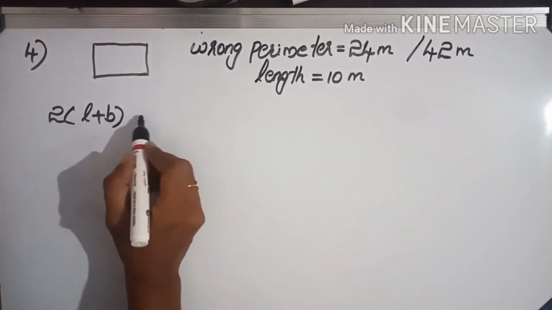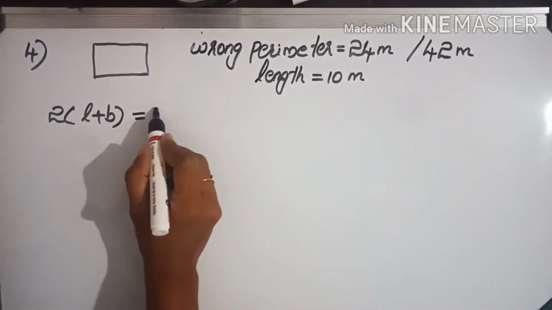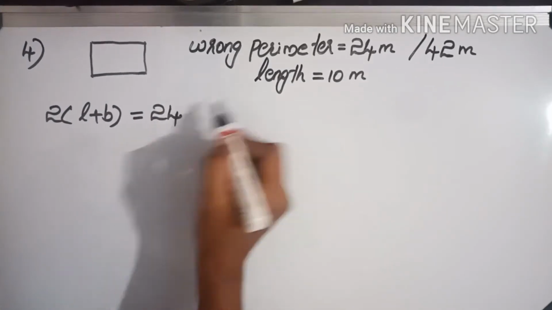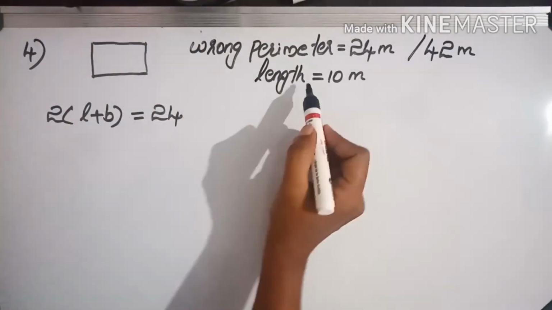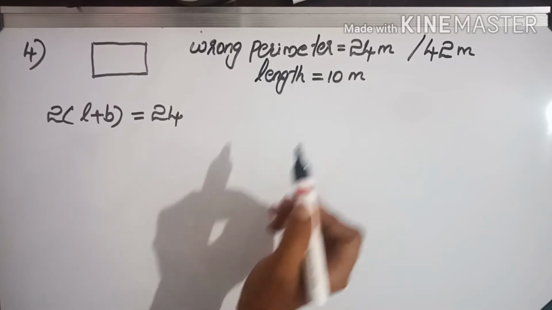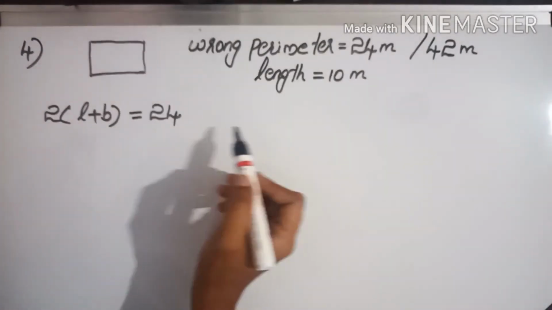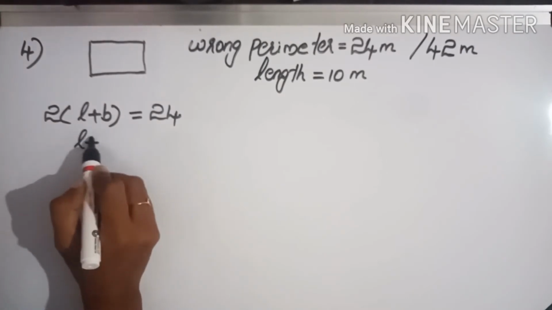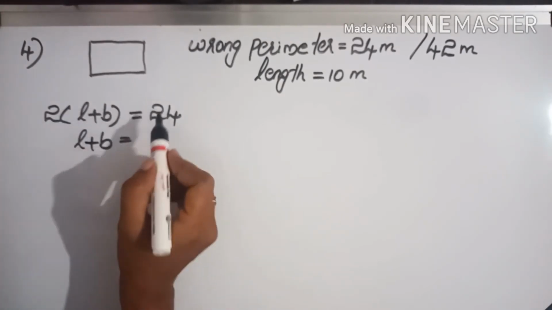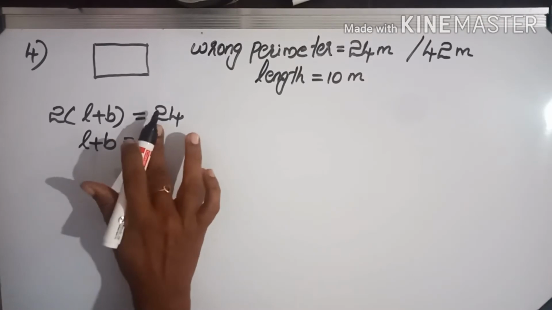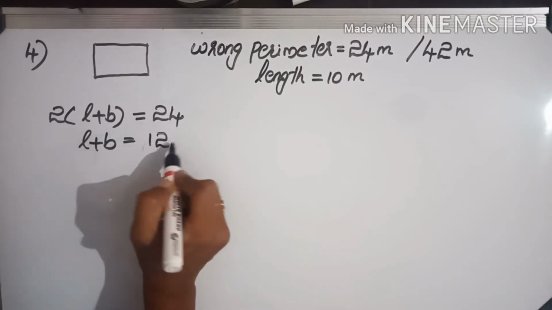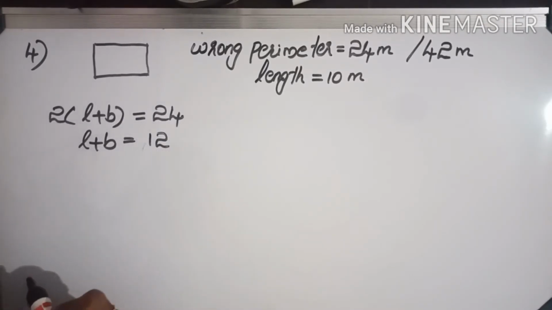Okay, so 2 into (L plus B), what is the wrong answer? That is 24. They consider 24. Okay, so they got the answer as what? Length as 10 meter. So here length is what? 10. Okay, so length plus breadth equal to 24 divided by 2, it will be 12 will be the answer. Okay, 24 by 2, 12.